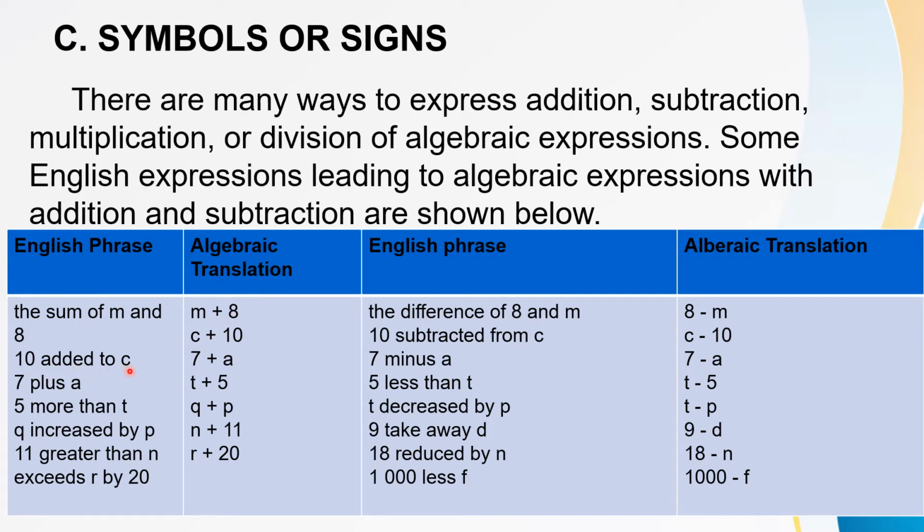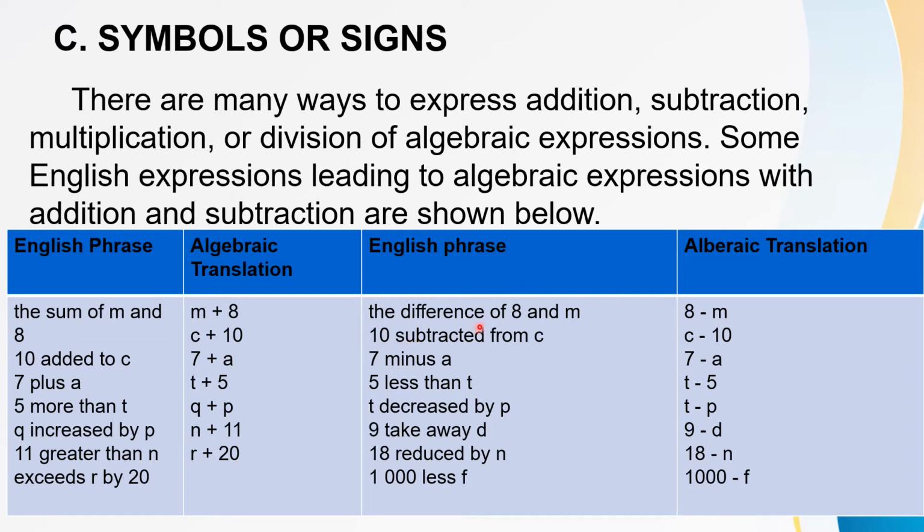10 added to c. So, we have c plus 10. 7 plus a. Yes, 7 plus a. 5 more than t. So, t plus 5. q increased by p. So, we have q plus p. 11 greater than n. So, n plus 11. Exceeds r by 20, so r plus 20, okay?